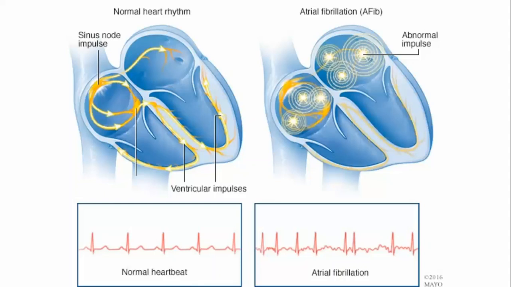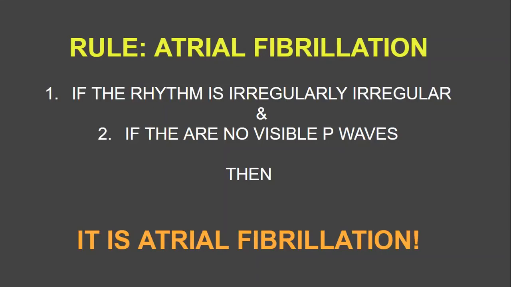Okay, so that being said, we have a rule about atrial fibrillation. From here on out, just commit it to memory. For atrial fibrillation, if the rhythm is irregularly irregular and there are no visible reproducible P waves, then it is atrial fibrillation by definition. And a word to the wise, on our competency exam, you're probably going to see this several times.